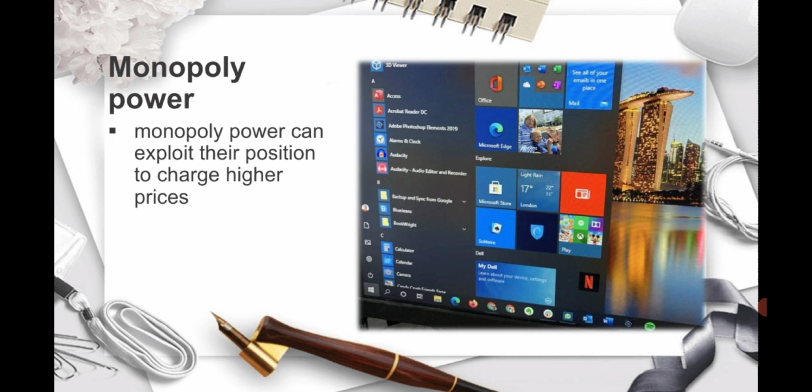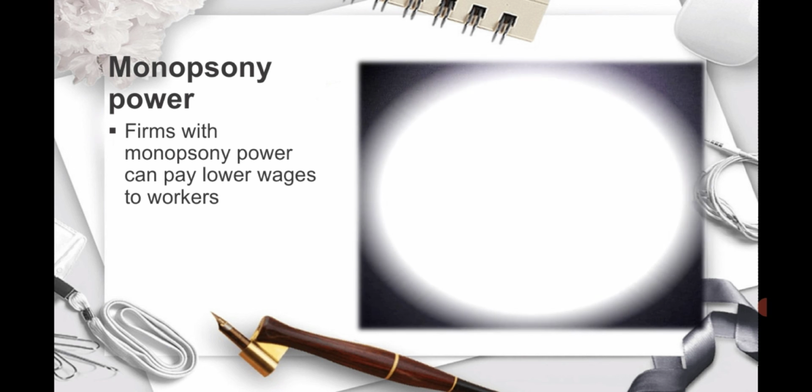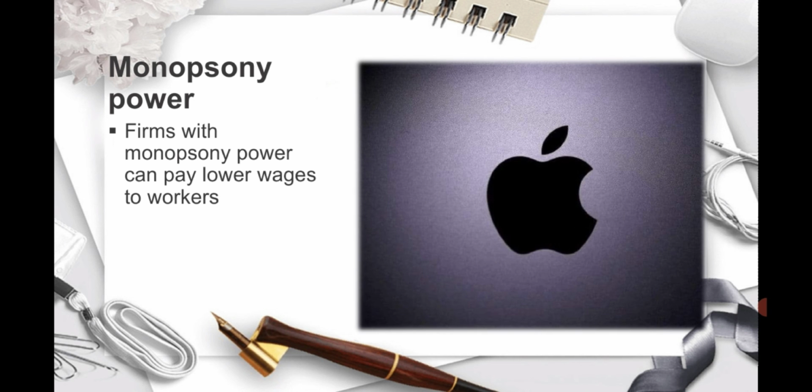Second is monopsony power, which is when a firm is the sole purchaser of a good or service. The classic example of this is Apple. According to Dedu, Apple has become not a monopoly but a monopsony, wherein the one buyer can control an entire market. The bad side of having monopsony power is that firms can pay lower wages to workers.